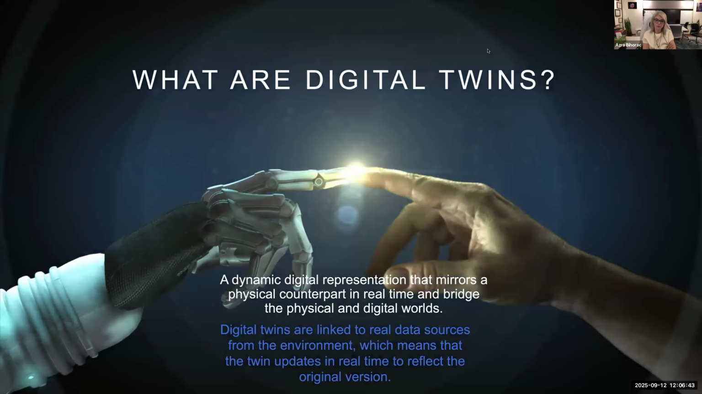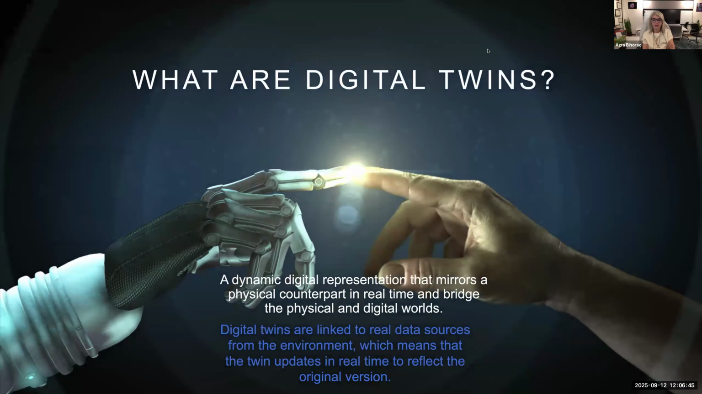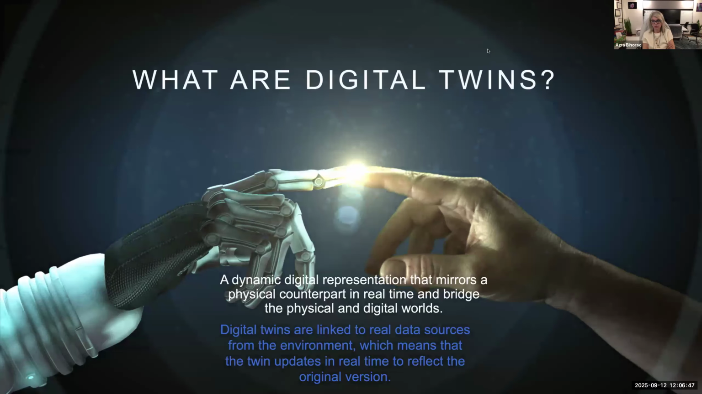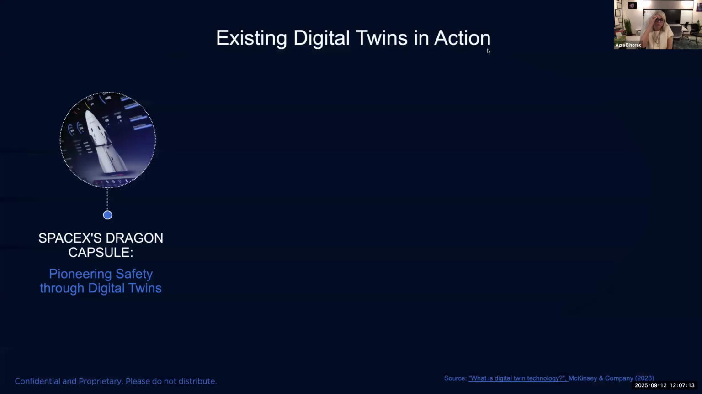So what are digital twins? Digital twins are dynamic digital representations that mirror a physical counterpart in real time and bridge the physical and digital worlds. They are linked: not only do they graphically and virtually mimic the physical entity, but they are also linked to real data sources from the environment, using Internet of Things and different data streams. That means the twin can be updated in real time to reflect the original version or elements of the twins.